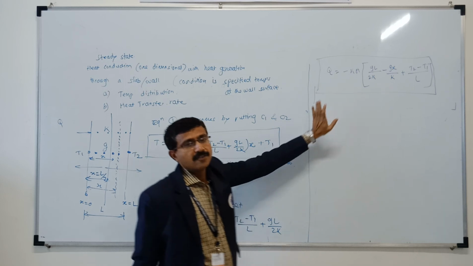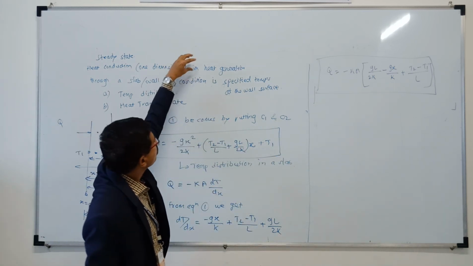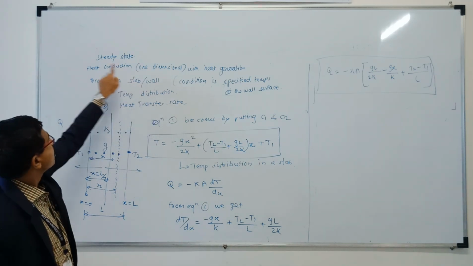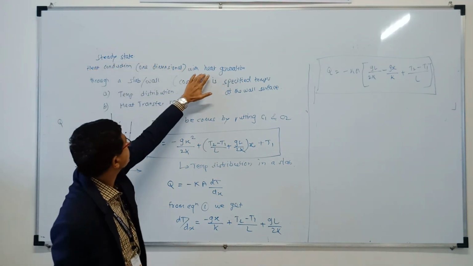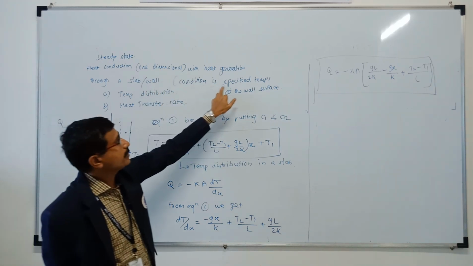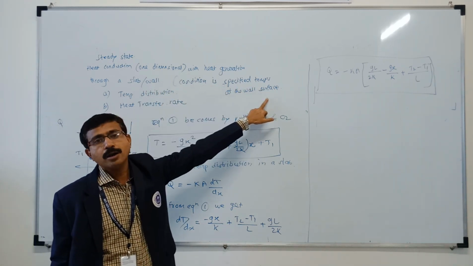So this is our first derivation to know the temperature distribution and heat transfer rate under the conditions of heat generation, steady state one dimensional, okay, by giving specified temperatures on the wall surface.